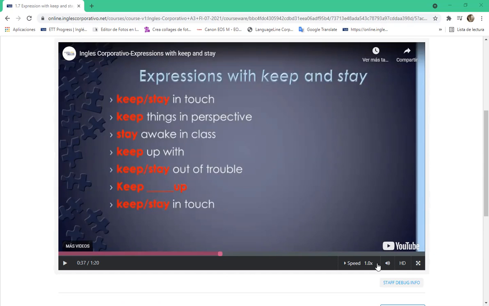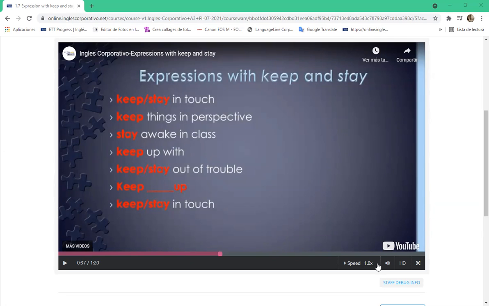So, Yanira, keep up is to be at the same level. Do you have a friend who reads very fast? They're like, "blah, blah, blah," and you say, "Hey, dude, wait, I can't keep up with you." Stay at the same level, or be the same. Keep up is to be at that level.